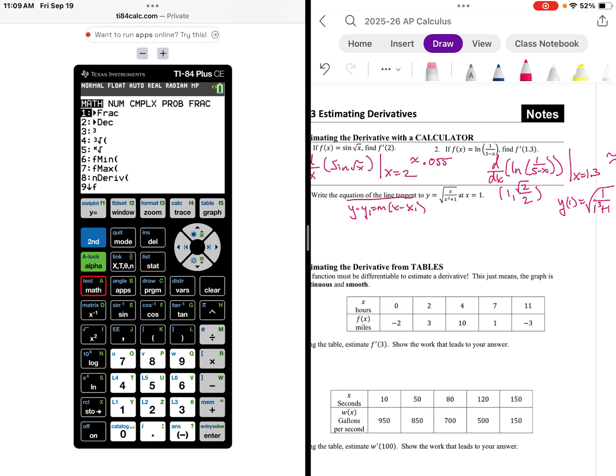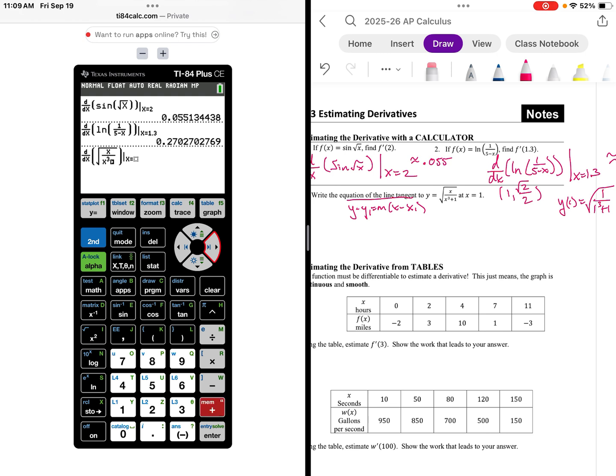So math option 8, and I'm going to take the derivative with respect to x of the square root of x, and it's a fraction, so alpha y equals, and I have x on top. On the bottom, I want x raised to the third power, and then plus 1. Arrow outside of that. That looks pretty good. I'm going to go ahead and close the function itself, and I want to do it at 1.